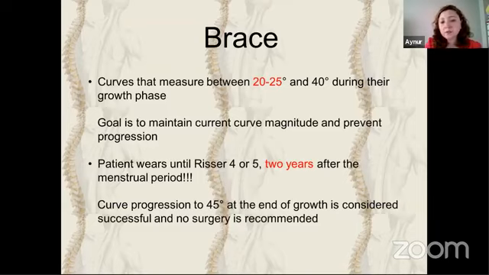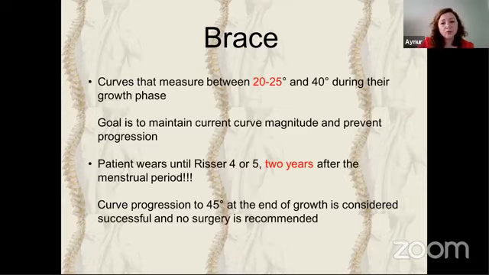I wrote here 20 and 25 because it differs according to the sex maturity, according to the research. We decide according to the research stage, 20 and 25. The patient wears the brace until Risser 4 or 5, 2 years after the menstrual period, we write here. But if the patient goes on growing, you measure the height, and you must measure the height, you can go on bracing. But if the growing stops, you can stop the brace.